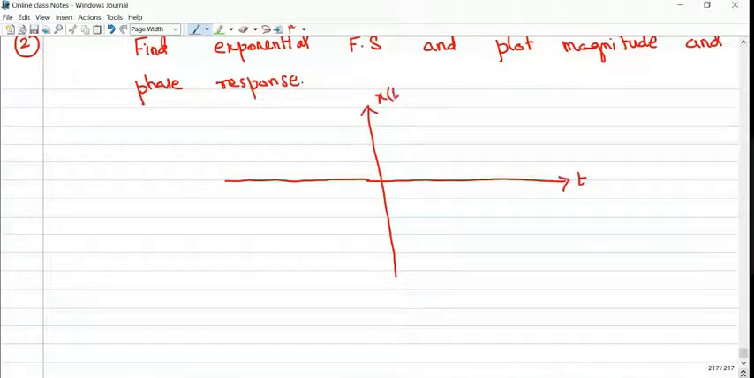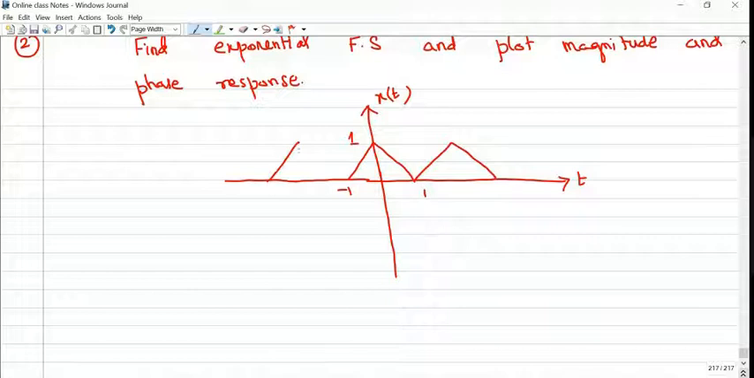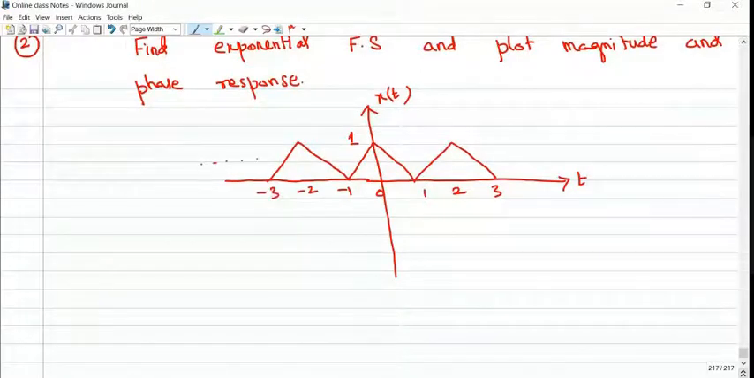So t versus x of t. From minus 1 to 1, the signal is given like this, with magnitude 1. Then, minus 1, 0, 1, and so this is 2, 3, this is minus 2, minus 3, like this. It's a periodic signal that exists from minus infinity to infinity. Find the exponential Fourier series coefficients and plot the magnitude spectrum and phase spectrum.